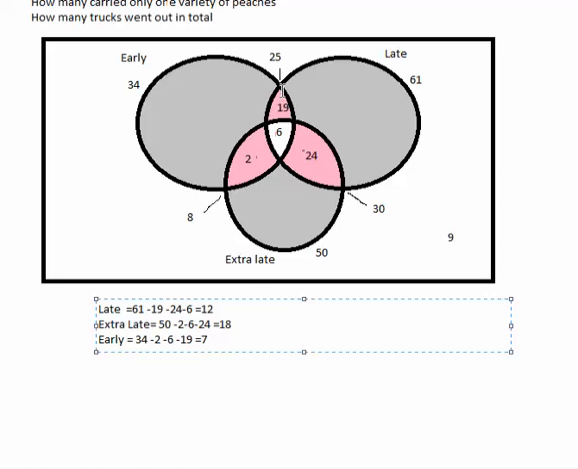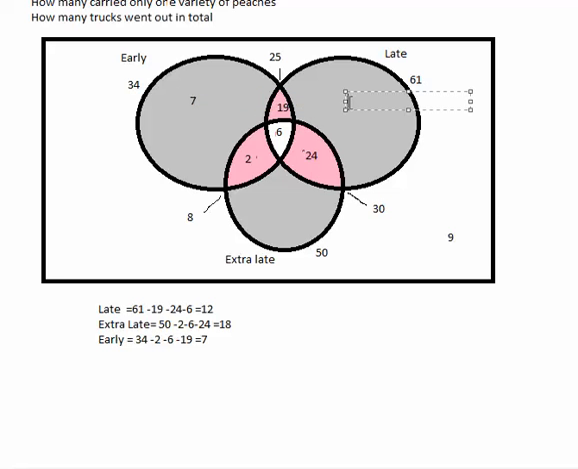The numbers that you have to fill in here now are 7 for the early, 12 for the late, and 18 for the extra late. As you can see, we have filled in the entire Venn diagram and we know the number of elements for each one of the regions.